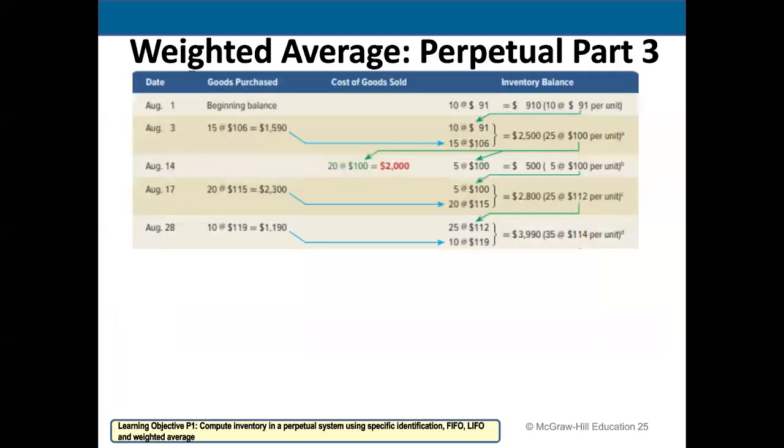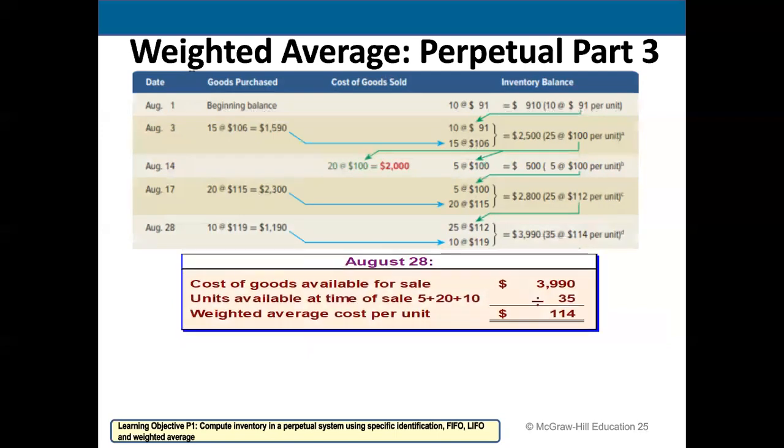Then we have another purchase on August 28th, 10 more units. So we'll take our 25 units at an average cost of $112, and we just purchased another 10 units at a cost of $119. So 2,800 plus 1,190. Our cost of goods available for sale is 3,990. We divide it by the number of units we have on hand, which would be the 25 that we had before, plus the 10 more we purchased, or 35. And that gives us a weighted average cost of $114 per unit.